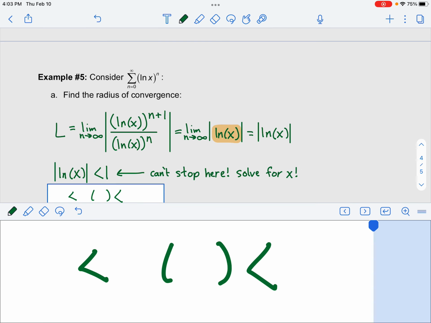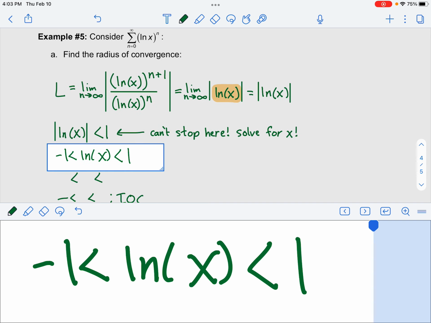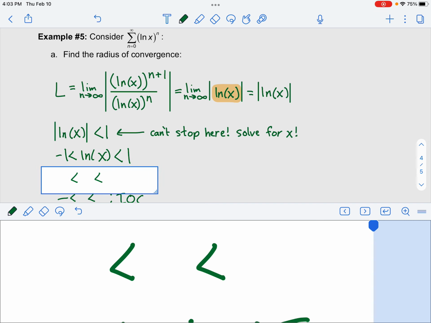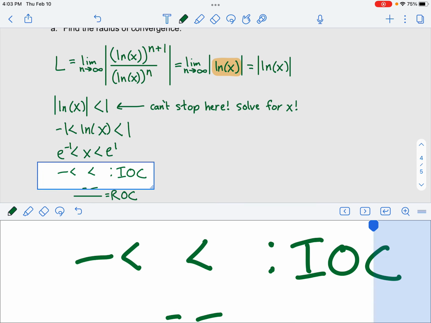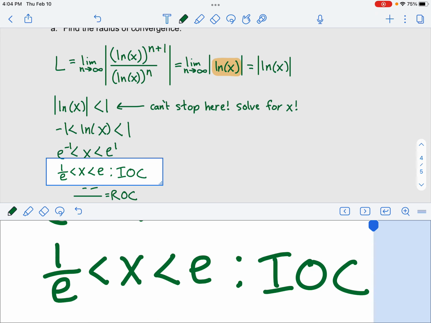I'm going to get rid of the absolute value and make it a compound inequality: -1 less than natural log of x less than 1. How can I get rid of a natural log? Let's take everything with a base of e. So this will be e to the -1st, e to the ln of x is just x, and then I get e to the 1st. And so e to the -1st, which is just 1 over e, is less than x is less than e. And that would be my interval of convergence.